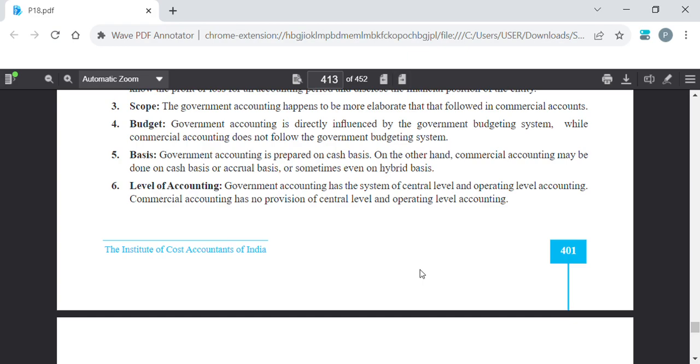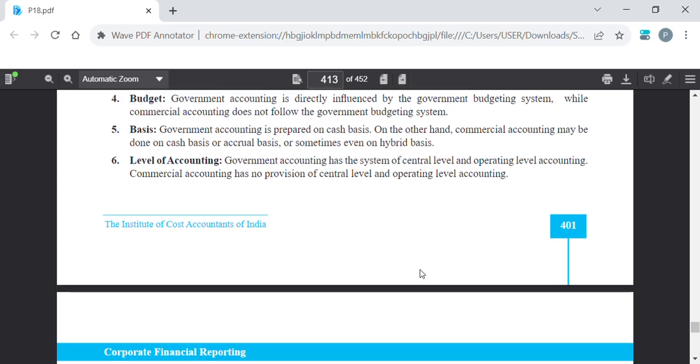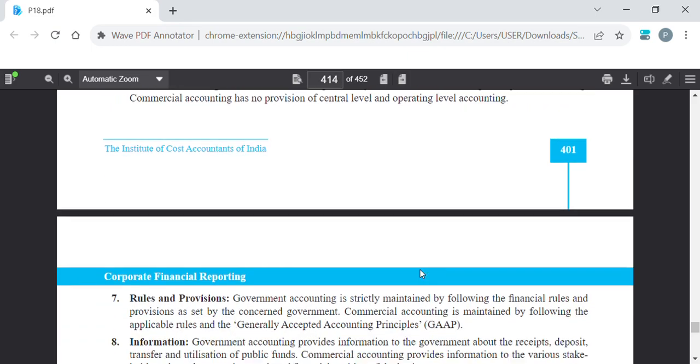On the other hand, commercial accounting may be done on cash basis or accrual basis or sometimes even on hybrid basis. Level of accounting: government accounting has a system of central level and operating level accounting. Commercial accounting has no provisions of central level and operating level of accounting. We straight away perform our accounting.